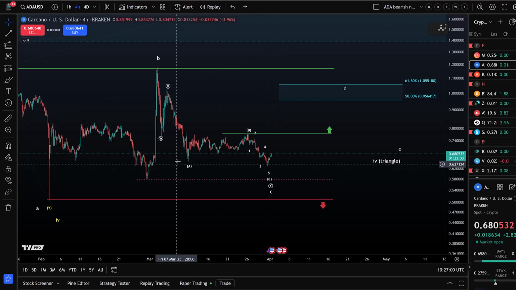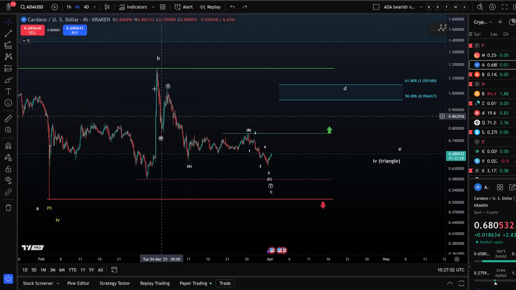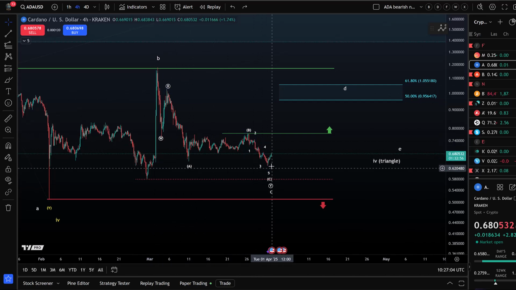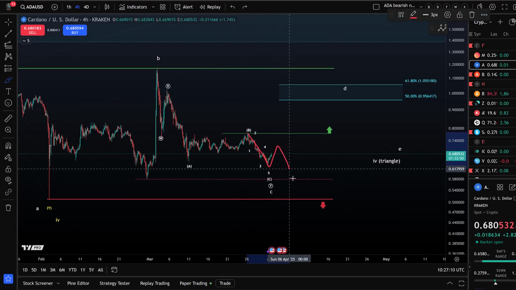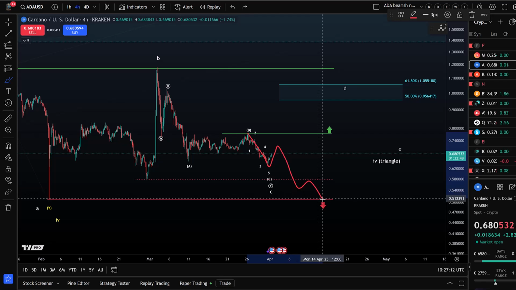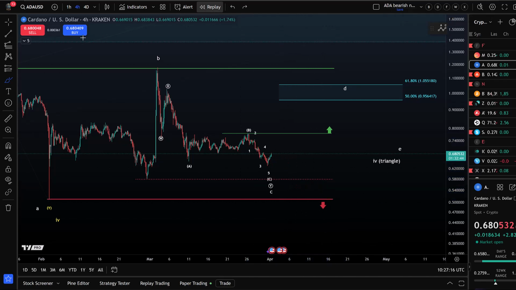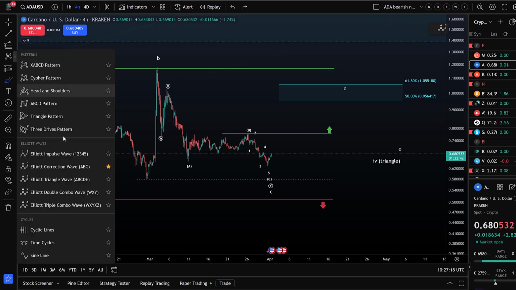And it formed the lower low below the previous one. It's technically an ABC structure, but the question is, is this only wave 1 of C? If it's only wave 1 of C and we're forming wave 2, then it's going to come very close to the invalidation point. Okay? So that would be an alternative scenario I'm tracking.